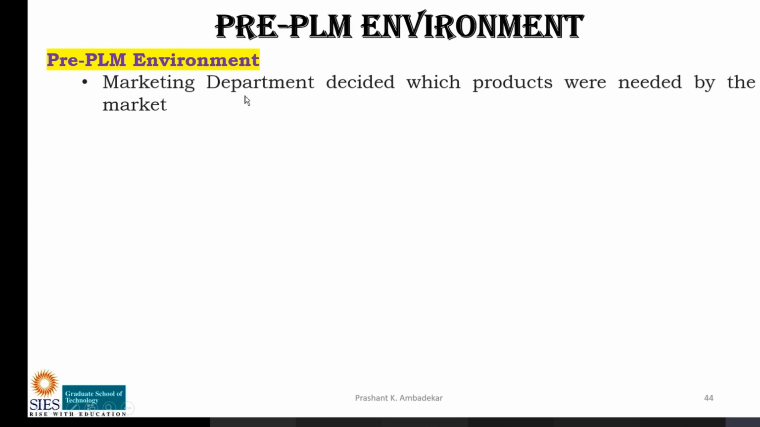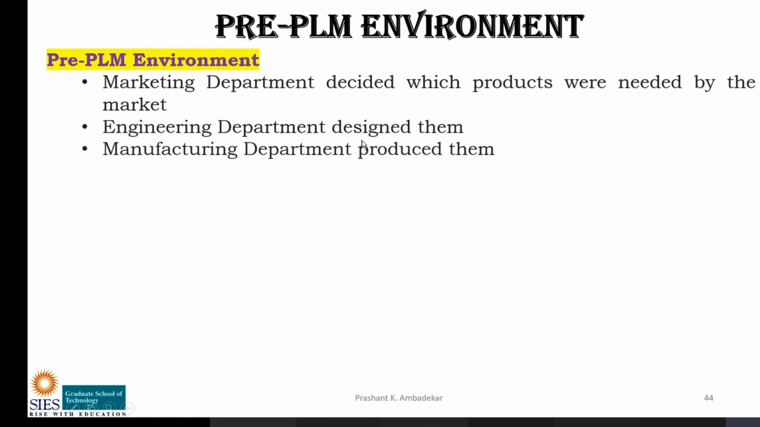So they used to do some market survey, and they used to tell the design department that these are the products that are required by the people in the market. Then the engineering department would design the product. Okay, now the marketing people told them this is the product that they want. The engineering department used their own brain and made a product. It is not necessary that the product conceptualized by the marketing department is equal to the product made by the engineering design department. There may be a difference between the product that was conceptualized and the product that was produced.